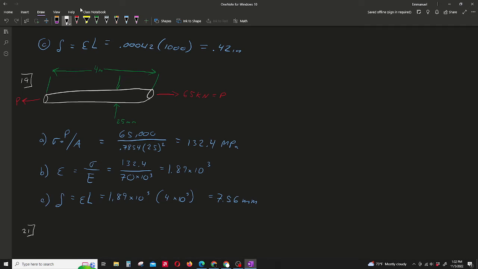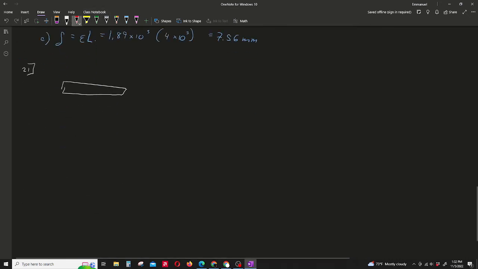Problem 21: a titanium alloy bar elongates 0.5 inches when it is subjected to an axial tensile load of 100 kips. So let me see if I can draw that here real quick. Titanium alloy bar. Axial tensile load, so it's in tension. What did it say, 100 kips? Yeah, 100.